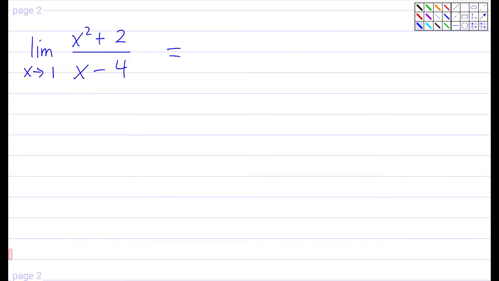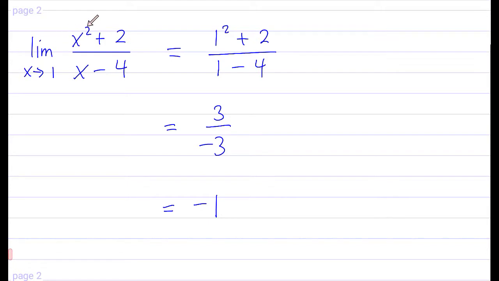I simply plug in 1. 1 squared plus 2 over 1 minus 4. 3 over minus 3. And that gives me my final answer, minus 1. Once again, I've replaced a limit problem with basically plugging in a number into a polynomial. This only works because 1 happens to be in the domain of this polynomial. So of course it makes sense that we need to look at something a little more complicated where this number is not in the domain of the function that we want to take the limit of.